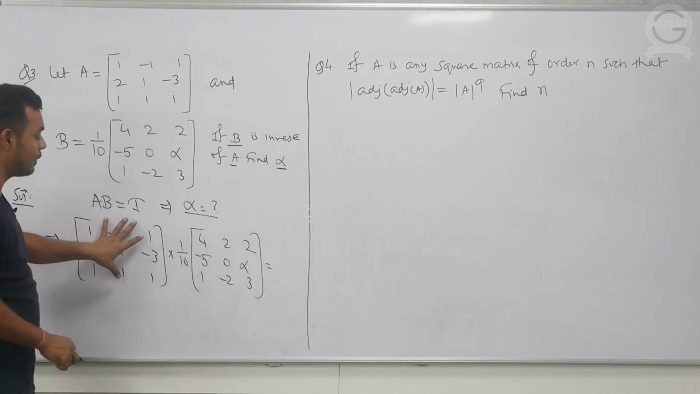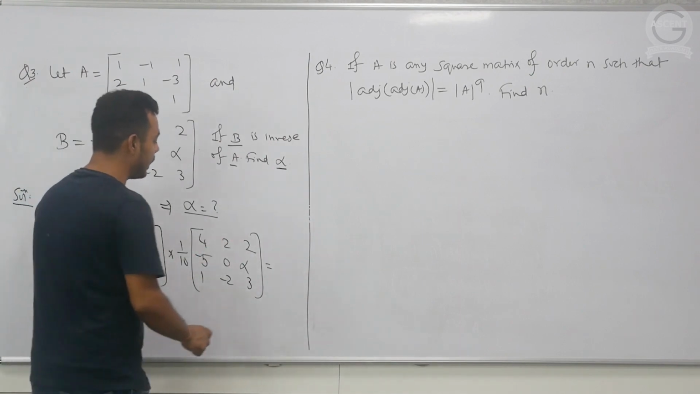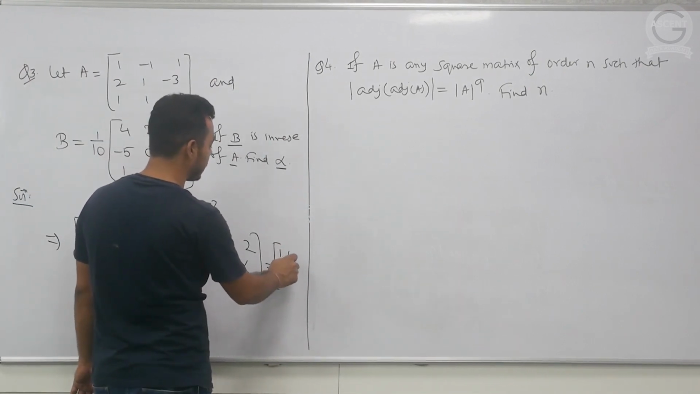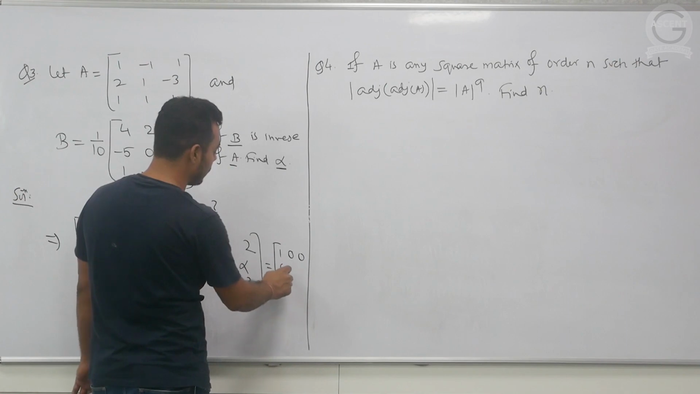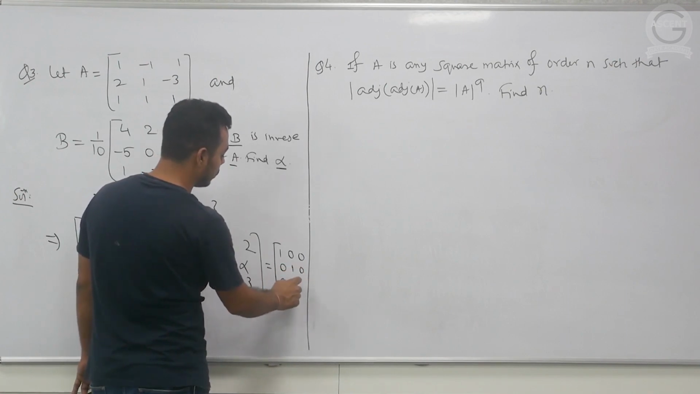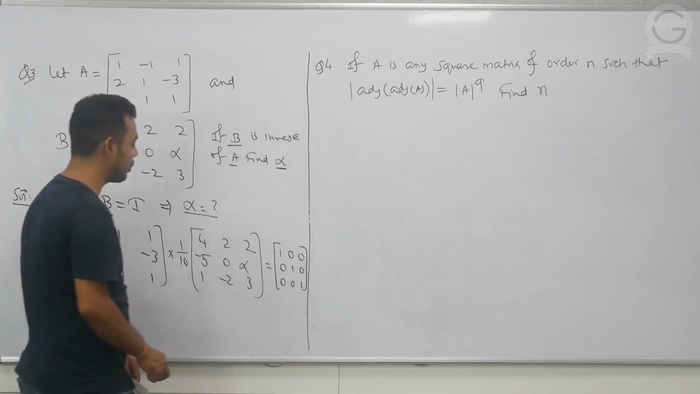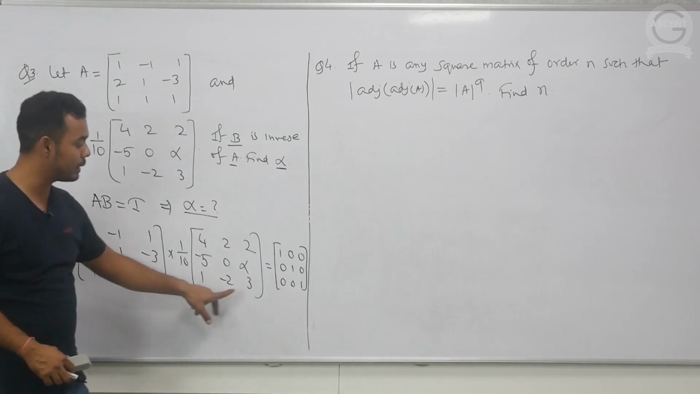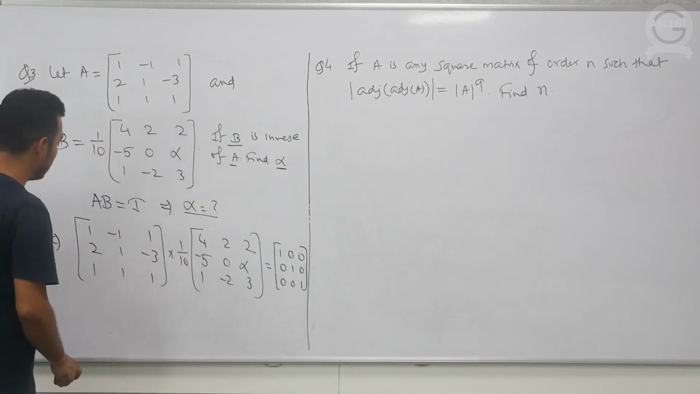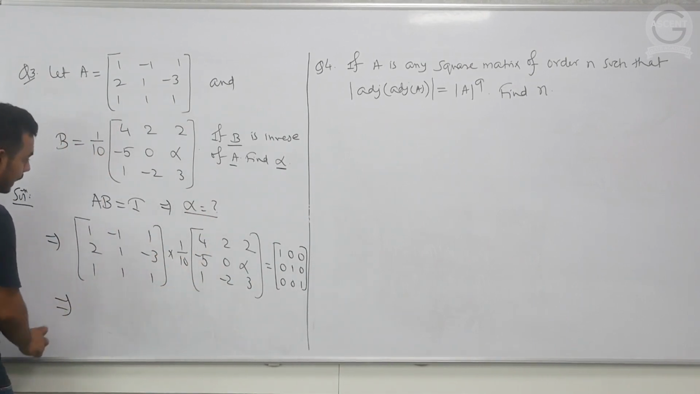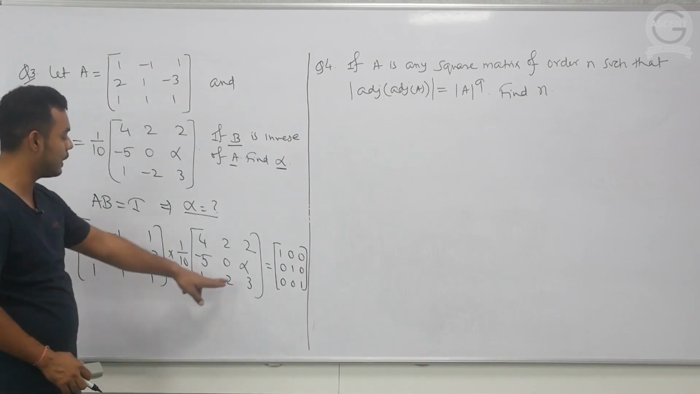So you have one matrix A, another matrix B, and the product of these two matrices is the identity matrix: 1, 0, 0, 0, 1, 0, then 0, 0, 1. So the product of these two matrices A and B will be the identity matrix. Now we have to find only that element which will give us an equation in alpha.